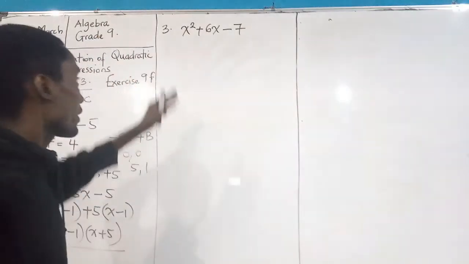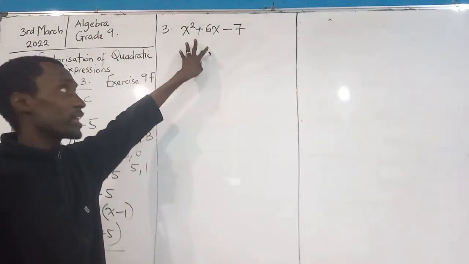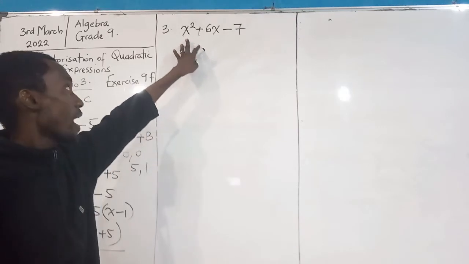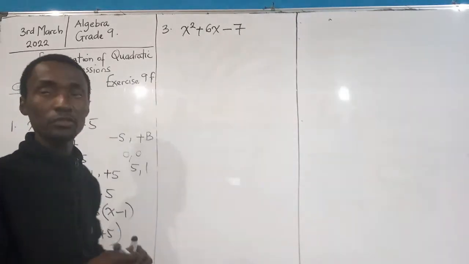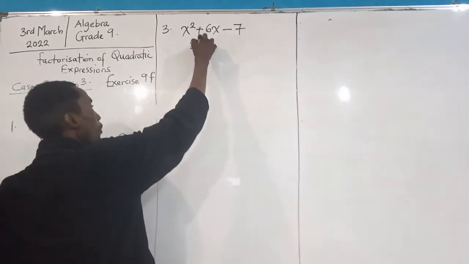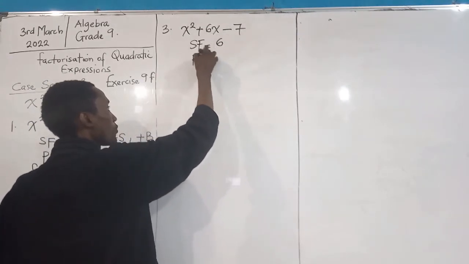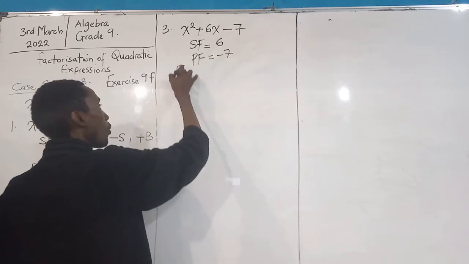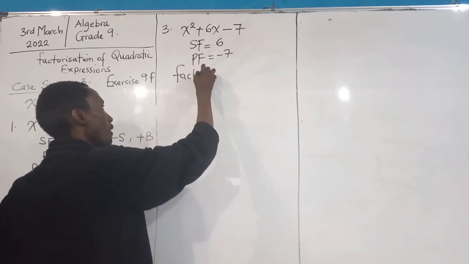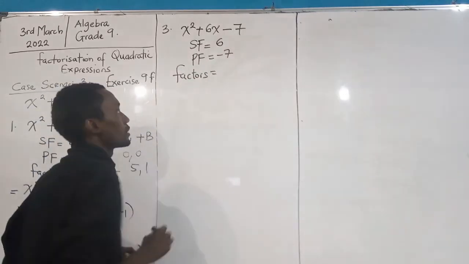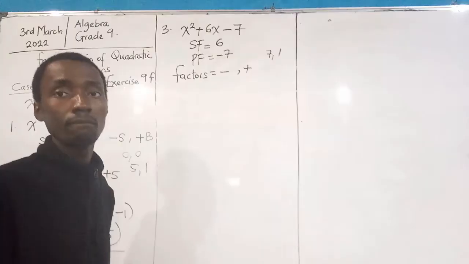Okay, so we take another question that is related to this scenario. x squared plus 6x minus 7. Now, the first thing I want to do is, what's my sum of factors? That's 6. What's my product of factors? That's negative 7. What are my factors?